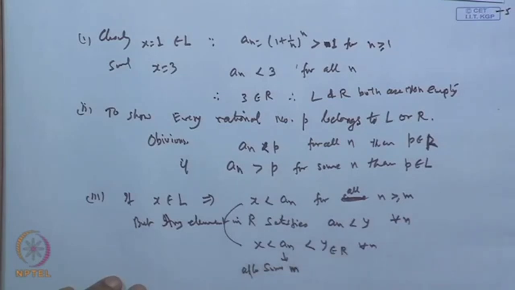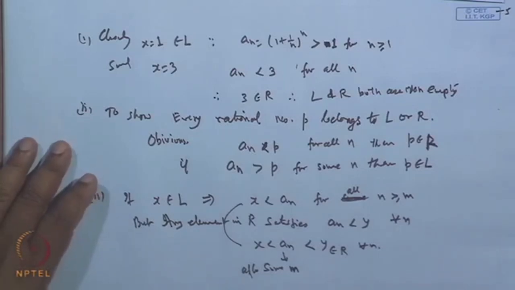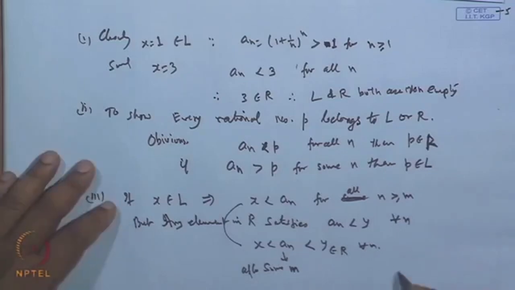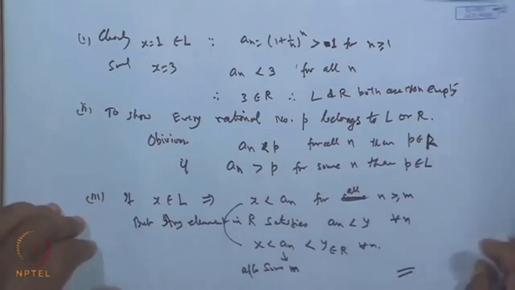after some m, then this will always be less than y. So any element in the lower class will always be less than the elements in the upper class. So this shows the property. All the conditions are satisfied, Dedekind's. All requirements of the Dedekind theorem are satisfied. Let us see the next problem.